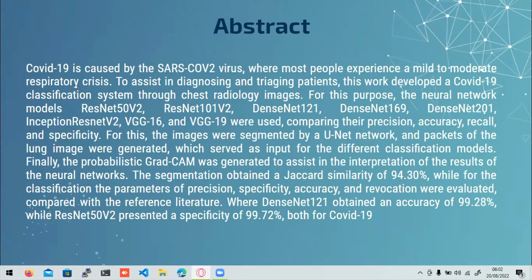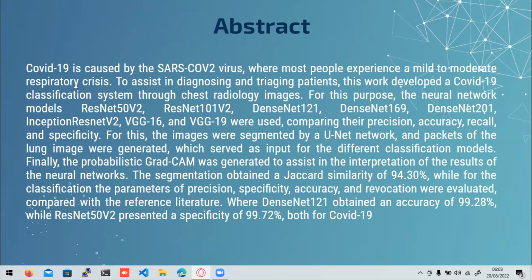COVID-19 is caused by the SARS-CoV-2 virus, where most people experience a mild to moderate respiratory illness. To access, diagnose, and triage patients, this work developed a COVID-19 classification system to assist with visual imaging. For this purpose, the neural network models ResNet 50, ResNet 101, ResNet 152, DenseNet 121, DenseNet 169, DenseNet 201, VGG16 and VGG19 were used to compare their precision, accuracy, recall, and specificity.